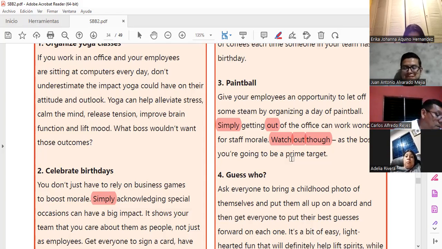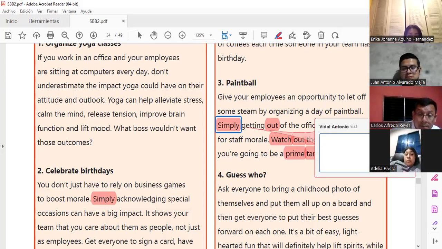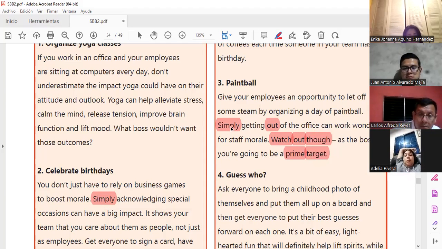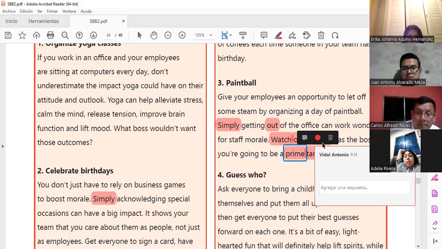Ok. Watch out, as the boss, you're going to be a prime target. Prime target, esto es lo que estoy diciendo. Prime target es el blanco primario, usted va a ser. Yeah. Ok, simple, entonces acuérdese que simply es simplemente, simply y out. Ok, déjame otra vez, por favor.